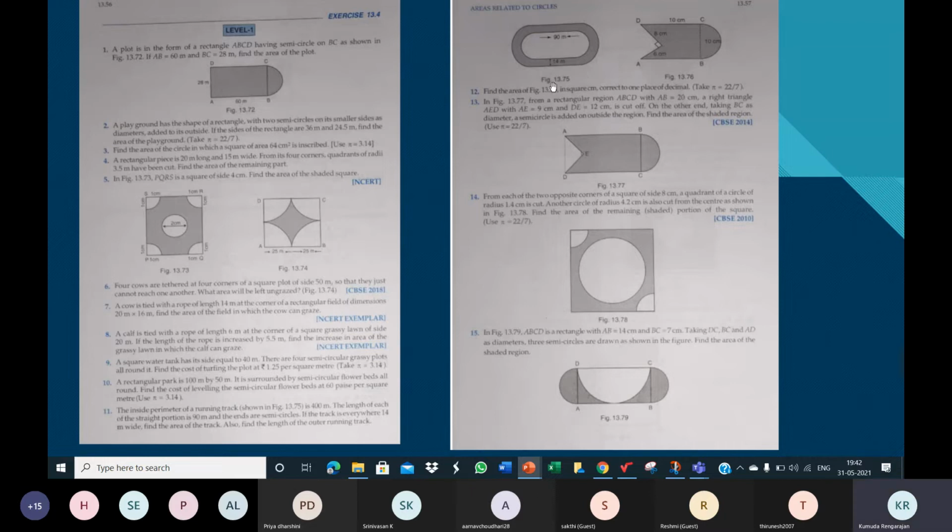So 90 plus 90 plus pi capital R plus pi capital R, that is 2 pi R. 180 plus 2 pi R, where R is 35 plus 14, 49. That's it. We'll get the length of the outer running track.